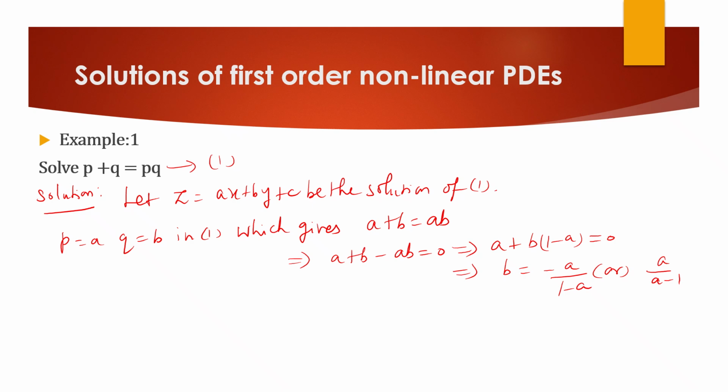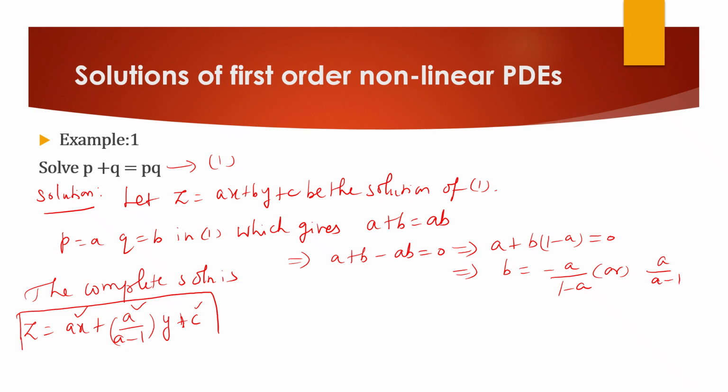So now replacing this b in terms of a in the assumed solution, we get our complete solution as z = ax + b, which can be taken as z = (a/(a - 1))y + c. So now this solution involves only two arbitrary constants, a and c. So now this solution is complete.